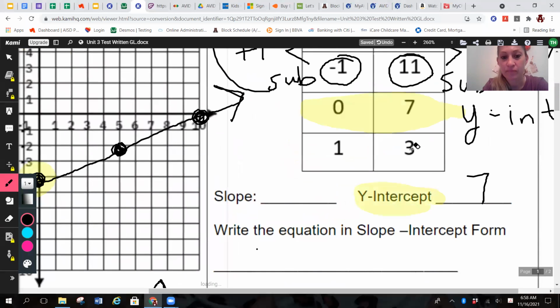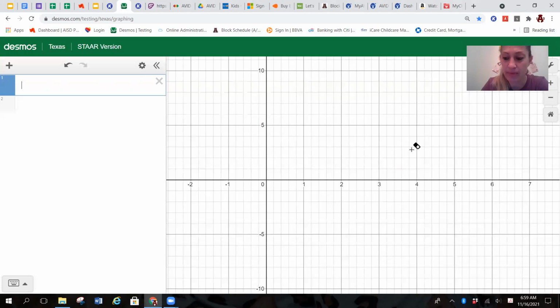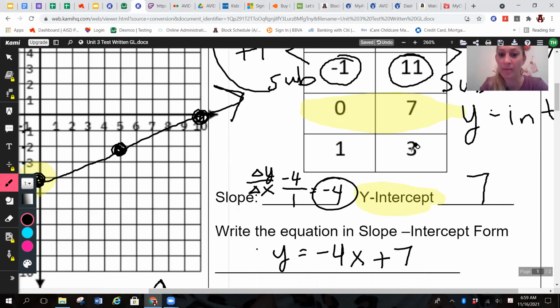Remember, slope is the change on the y divided by the change on the x. So the change on the y was -4. The change on the x was +1. Then you go to Desmos and type in -4 divided by 1, and your final answer for slope is -4. Now, to put it all together in an equation, you literally use both answers in the equation. Y equals -4x plus 7. Remember that slope is multiplied to the x.